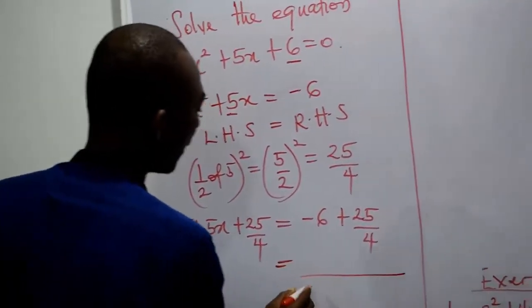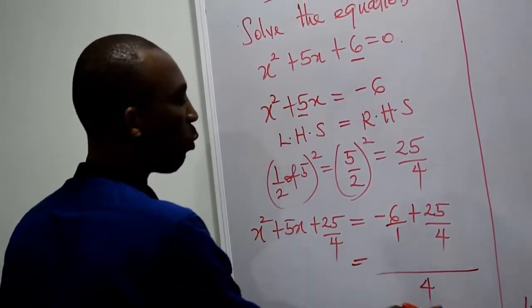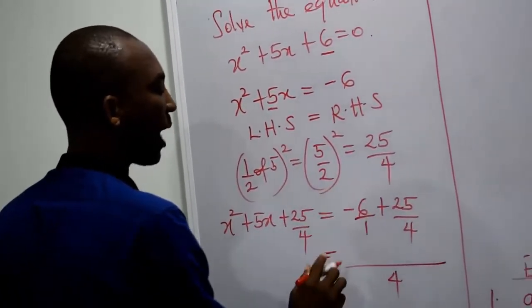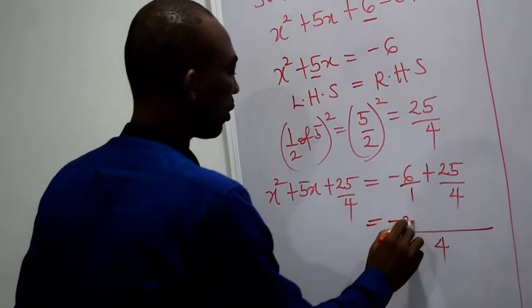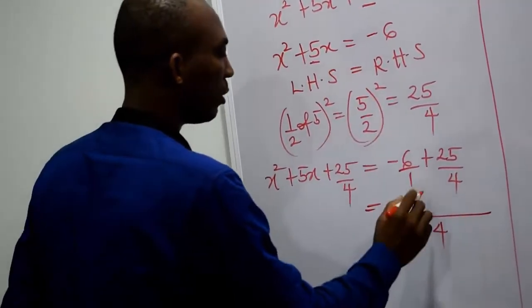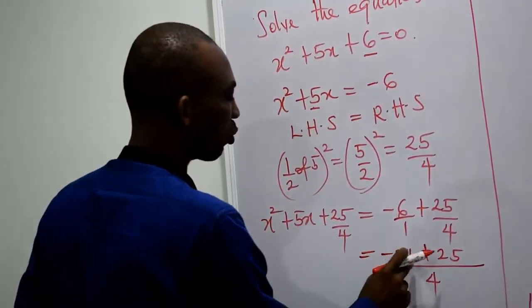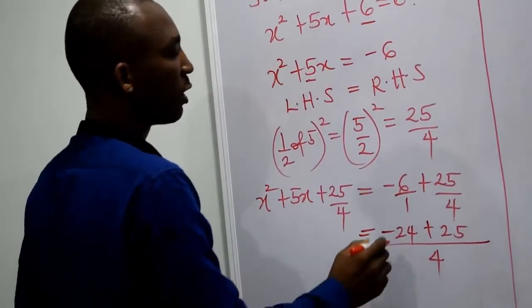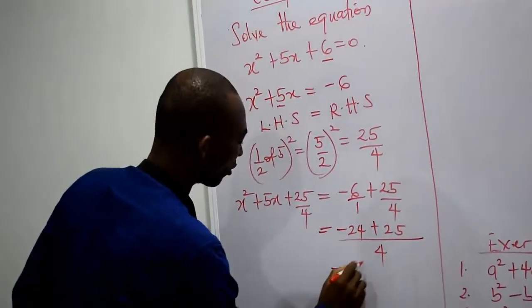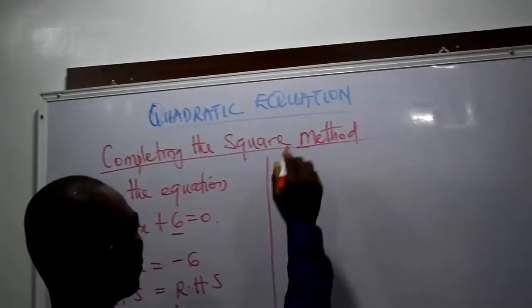From the right hand side, the LCM is 4. How many 1 can we see in 4? 4. 4 multiplied by 6, that is minus 24. How many 4 can we see in 4? That is 1. 1 multiplied by 25, that is 25. Minus 24 plus 25, that will give us 1 over 4.